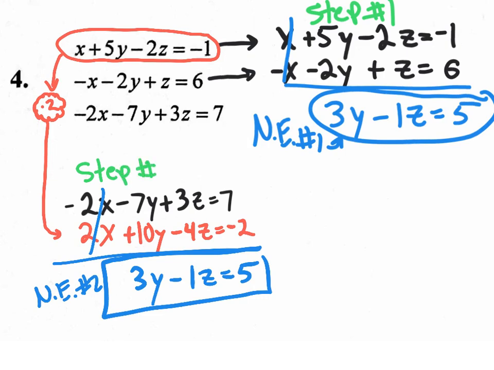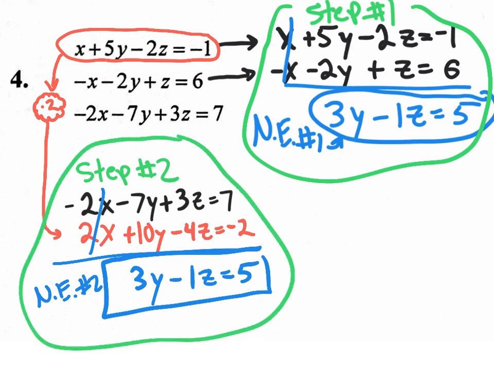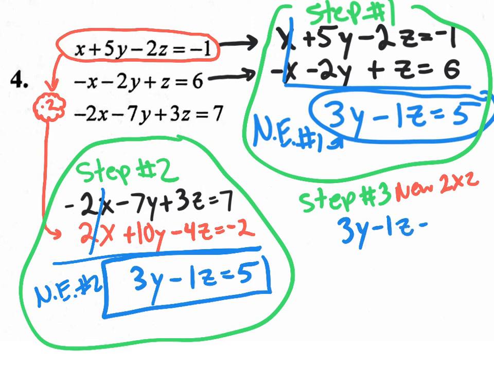Step 2. So step 1 was up here, and we produced new equation 1. Step 2 is right here. We produced new equation number 2. Step 3 is to create your new 2x2 system with those new equations, new equation 1 and new equation 2. So when I create this new 2 by 2 system, here's new equation 1, 3y minus 1z equals 5, and the other one is 3y minus 1z equals 5 as well.